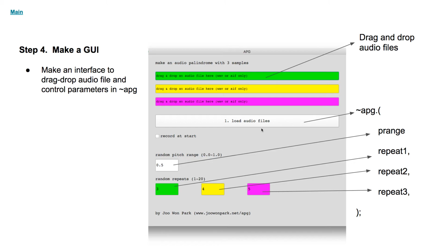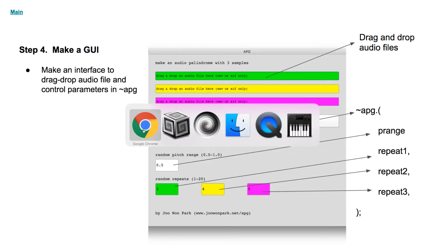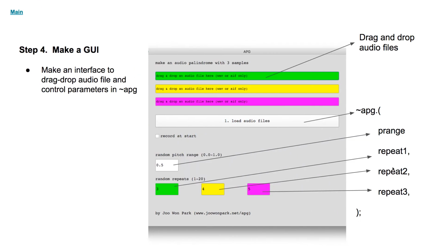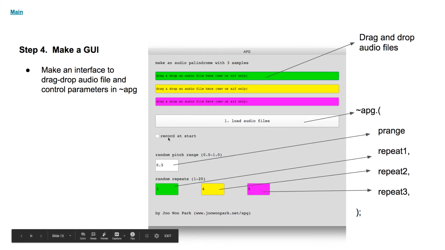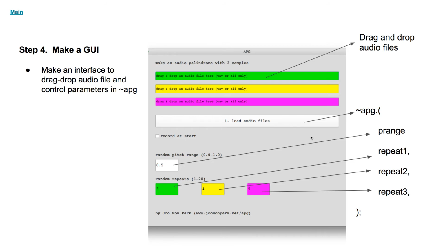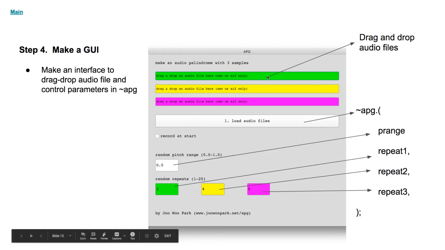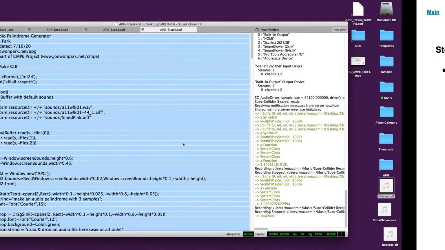But the essence is here, when you press load audio files, it's going to basically load in the audio file and then run the APG function using the numbers that you choose in here: 0.5, 3, 4, and 5, which corresponds to repeat 1 to 3 and the pitch range. Okay, that's about it. GUI is a shortcut for the function, and instead of looking at the code, we just put the numbers using the number boxes, and we have a way to conveniently import audio files.